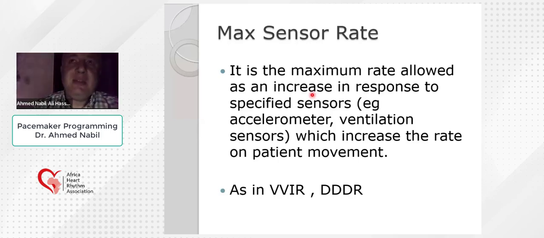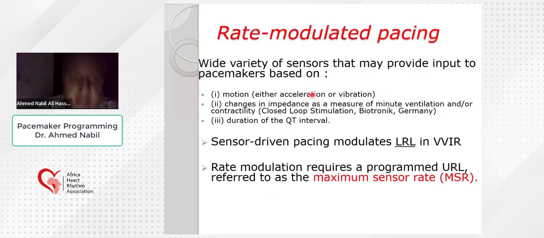We talked about the maximum tracking rate, in which we track the atrium, but the maximum sensor rate is the maximum increase in the heart rate in response to specified sensors like the accelerometer or the ventilation sensors. The motion, either acceleration or vibration, the changes in the impedance like the minute ventilation, the duration of the QT interval, some sensors that indicate that the patient is exercising or moving, so it increases the heart rate according to this activity, and this is called the maximum sensor rate.